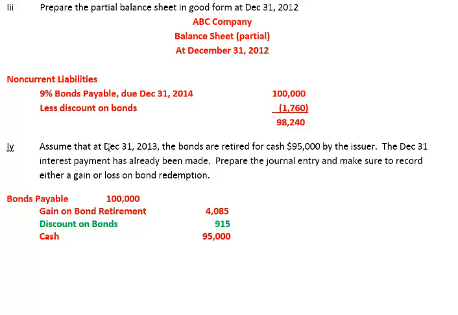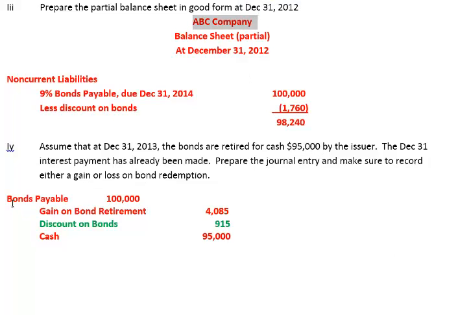They already made the interest payment at that date. So after they made the interest payment, they approached the investors and said, we want to buy the bonds back from you for $95,000. Let's assume that the investors agreed to that. What would the journal entry be on the issuer's books? The issuer is ABC Company.